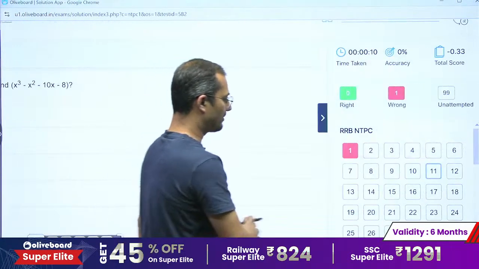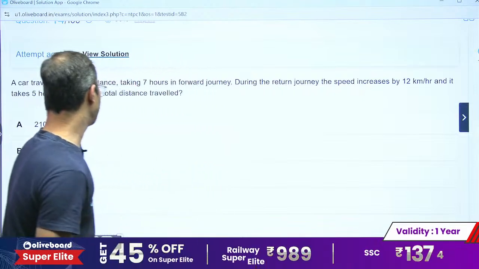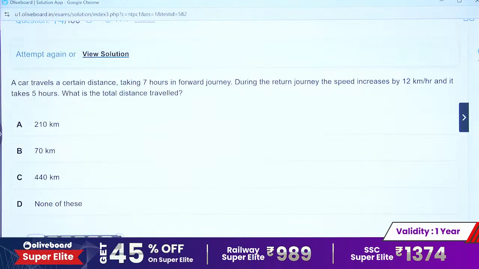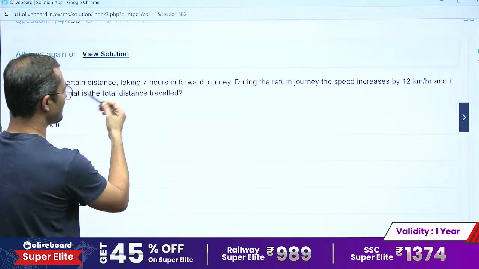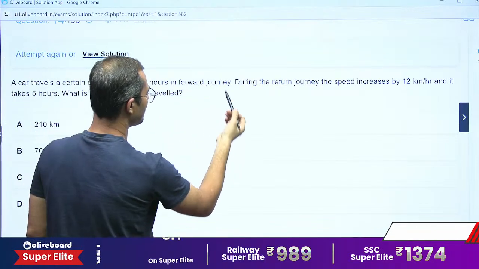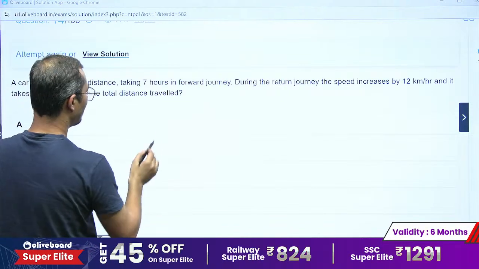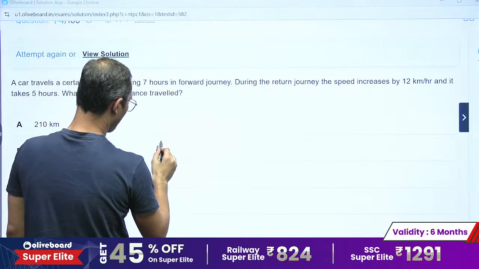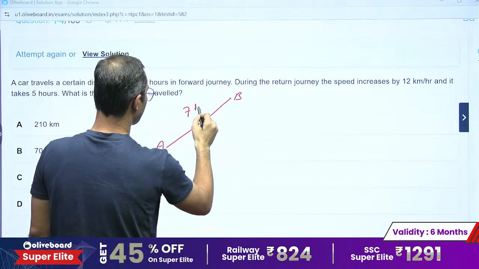Question number 14. Tell me what is the answer for this question. See, the question is saying a car travels a certain distance taking 7 hours in the forward journey, right? So there is a journey from A to B, so this is the forward journey and it takes 7 hours, right?